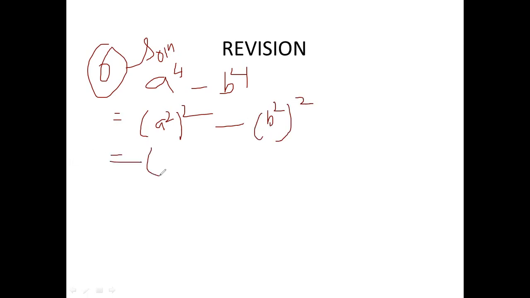Good. Then we are right. a square plus b square. Then the next one you told, a square minus b square. Again we can apply the formula: a square minus b square equals (a plus b)(a minus b). Yeah, again you can apply this formula, right?